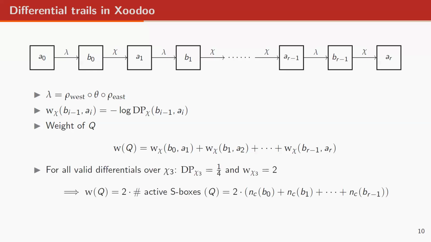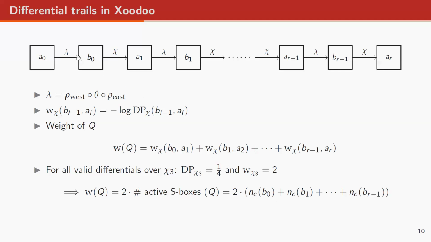So if we look at the S-box in Xoodoo, we see that the weight is 2 for any valid differential. So this means that the weight of the trail is fully specified by the number of active S-boxes in the trail. That is the number of active columns. So with NC, we denote the number of active columns of a difference in the trail.